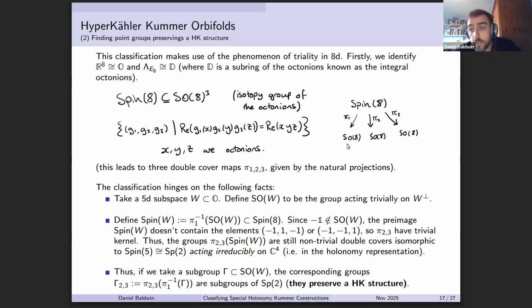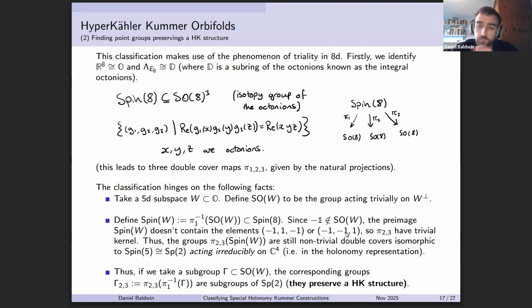Then we can lift that SOW into spin 8 by taking the pre-image under pi1. So we start with this SOW, we lift it to what I'll define as spin W, and this is some subgroup of spin 8 now. Now, since minus the identity in SO8 doesn't live in SOW, otherwise it wouldn't act trivially on the 3D orthogonal subspace, the pre-image of SOW under pi1, so this spin W, doesn't contain these two elements, (-1, 1, -1) and (-1, -1, 1).